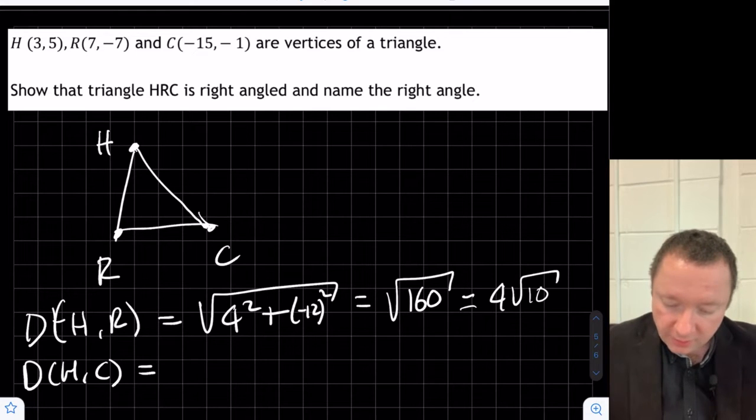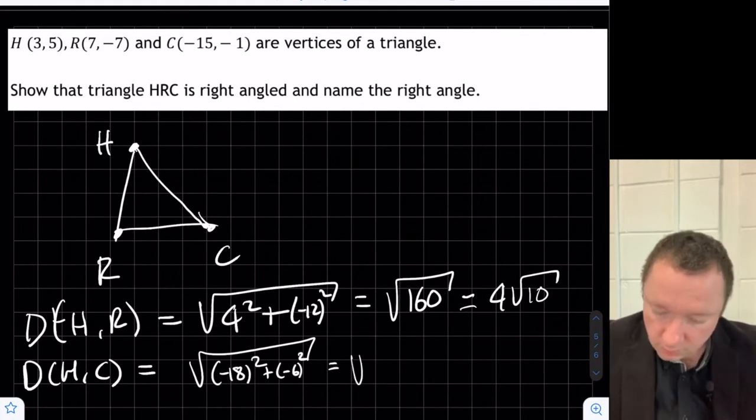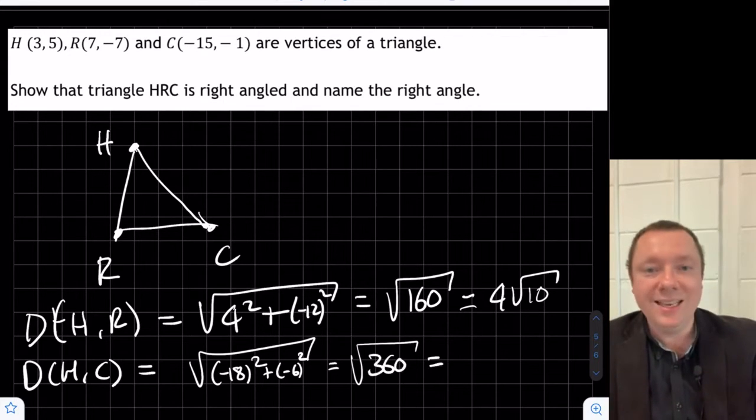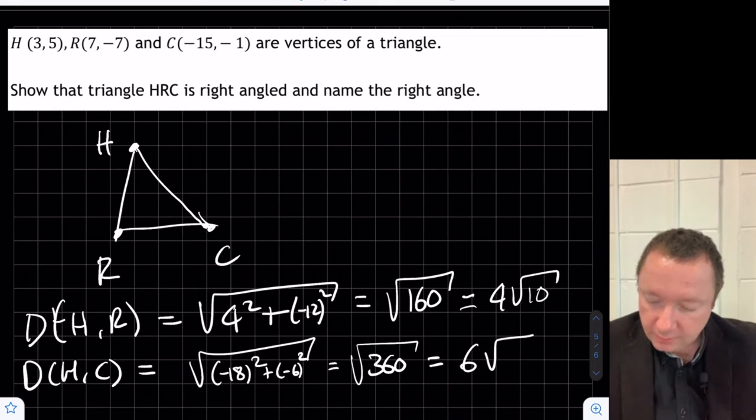So that's -15 take away 3, which is -18 squared. -1 take away 5 is -6 squared. That's the square root of 360. That's 36 times 10, so that's 6 root 10.